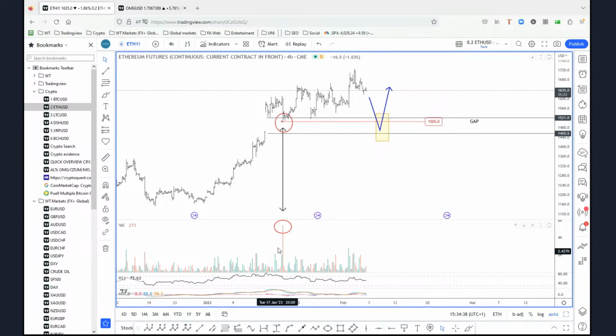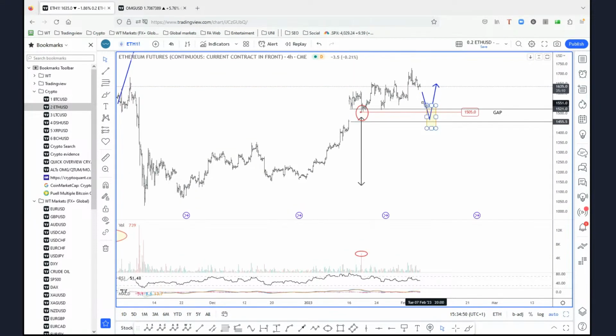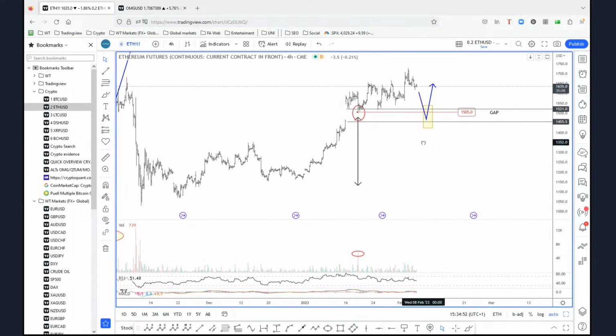Normally, when you have a massive volume here, it can represent an interesting support if the price retraces back to this area. So the whole zone down here can be very attractive, in my opinion, for the next bounce in price.